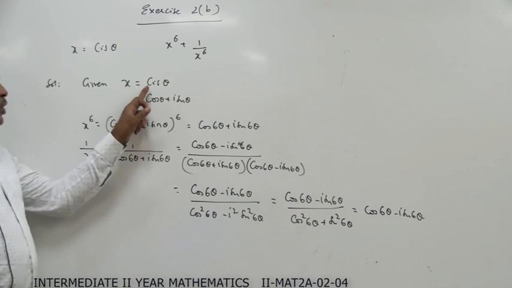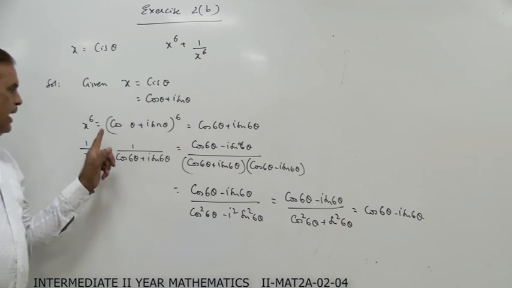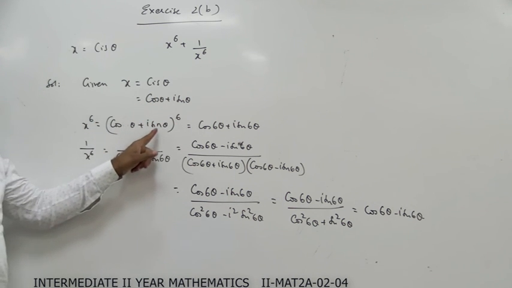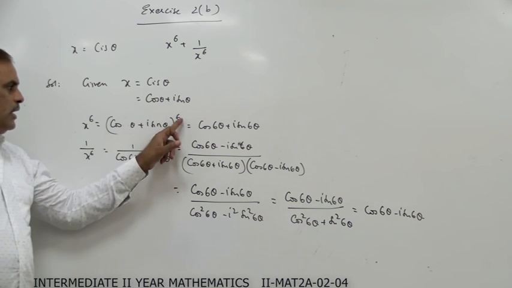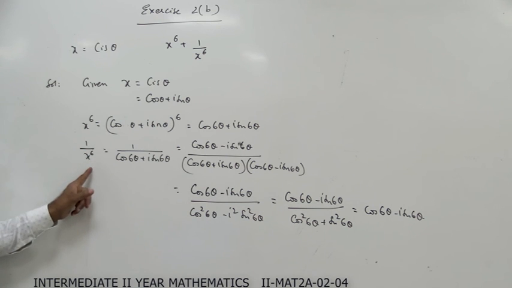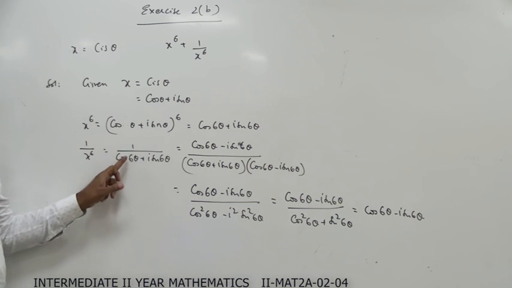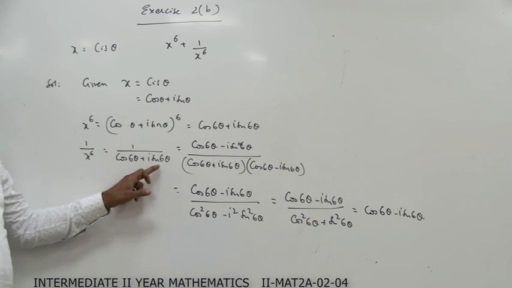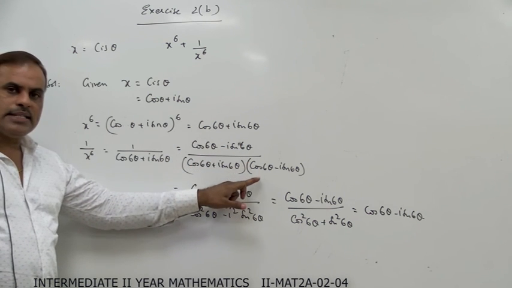X is equal to cis theta అని ఇచ్చాడు. cos theta plus I sin theta. X power 6 అంటే cos theta plus I sin theta whole power 6. By De Moivre's theorem, we get cos 6 theta plus I sin 6 theta. 1 by x power 6 అంటే 1 by cos theta plus I sin theta whole power 6, 1 by cos 6 theta plus I sin 6 theta. This can be multiplied and divided with cos 6 theta minus I sin 6 theta.